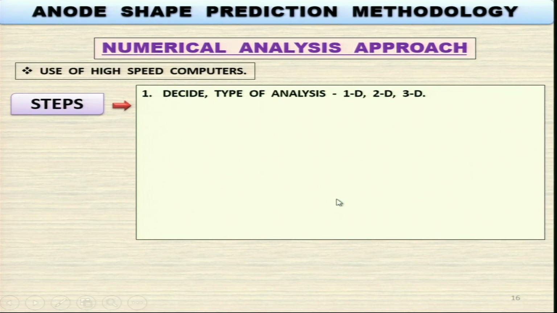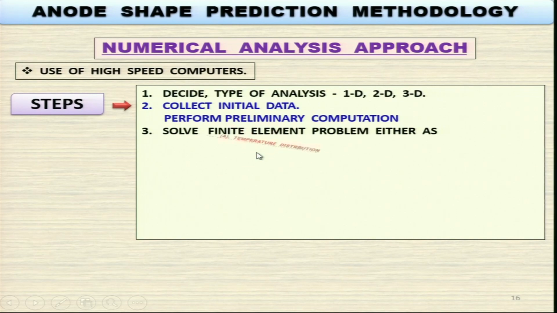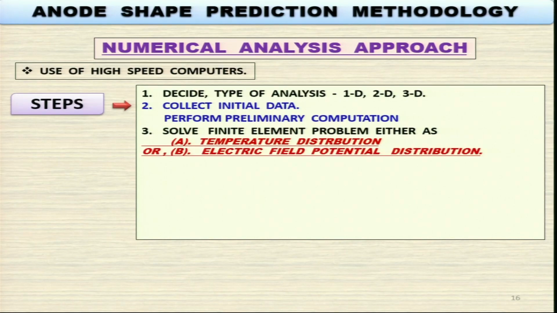Different steps are to be followed. Decide the type of analysis you want, whether 1D, 2D or 3D. Collect initial data. Perform preliminary computation. Solve the finite element problem either as temperature distribution. This is very important because the problem can be solved in a different way. Here you are giving major emphasis on the temperature variation along the electrolyte flow. So, you can solve with the help of the finite element method the temperature distribution problem, and then with temperature distribution you can calculate the electrolyte conductivity at different nodes and then the inter-electrode gap.